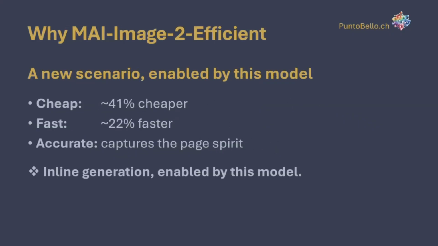So this is the key point of the talk. MAI-Image-2 efficient is what makes this scenario possible. It's about 40% cheaper and 22% faster than the flagship, which is the same model without the efficient suffix. An accurate model is useful on its own, but an accurate model that is also fast and cheap is one you can call again and again without thinking about it. And that is exactly what you need if image generation is going to live inside the page while someone is working on it. So the images capture the spirit of the page because they are grounded in its content and color. This is inline generation enabled by this model.